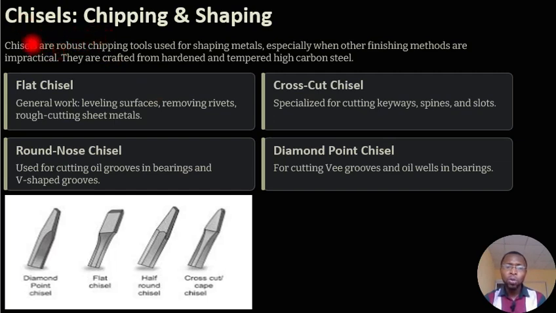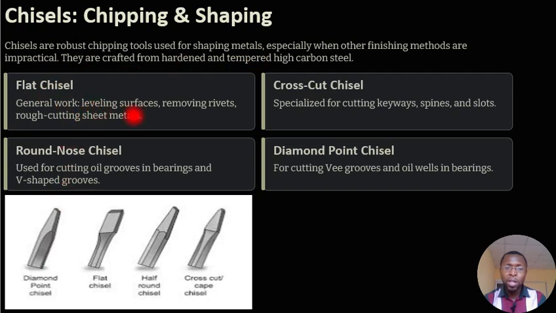Yes, we also use the chisel for shaping. So chisels are robust shaping tools used for shaping metals, especially when other finishing methods are impractical. So there are cases where the file or the saw might not be able to do the work. Then the chisel comes in. Okay, so they also come in different styles. So we have the flat chisel.